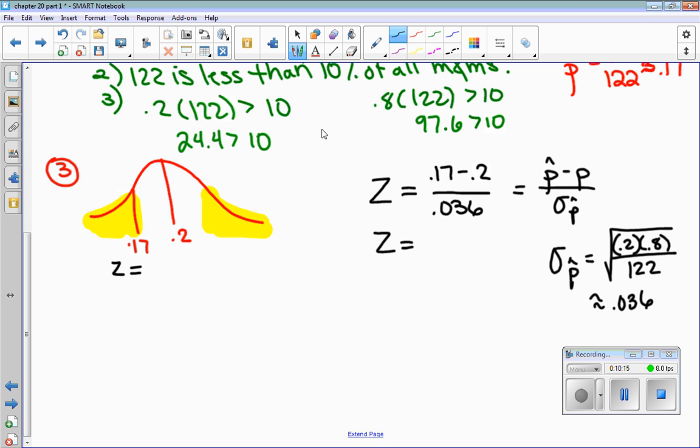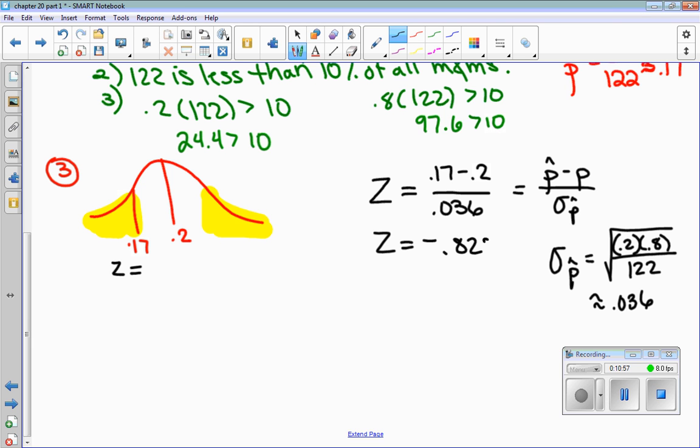So the z value on the left-hand side is going to be a negative number, which we expect it to be. So I'm going to have 0.17 minus 0.2 divided by our standard deviation. It won't do that. Bummer. You forgot to put it at the bottom. All right, I thought I did. Maybe I didn't. Okay, so 0.17 minus 0.2 divided by, maybe that'll work. There we go. So negative 0.828.